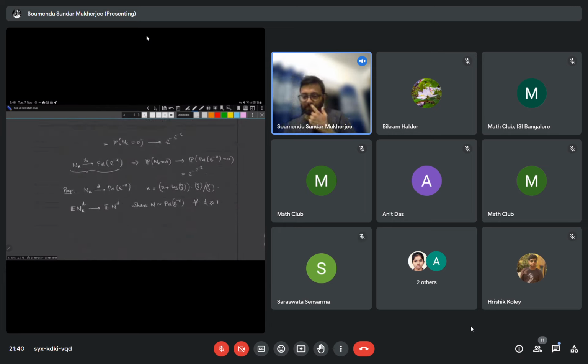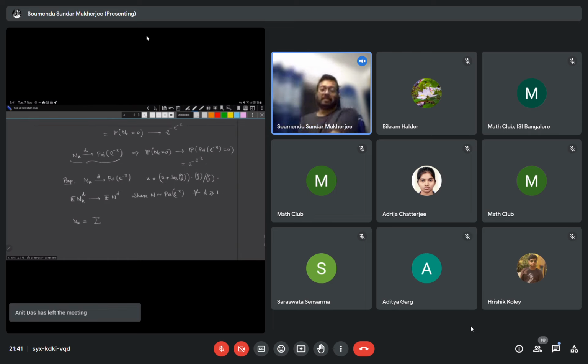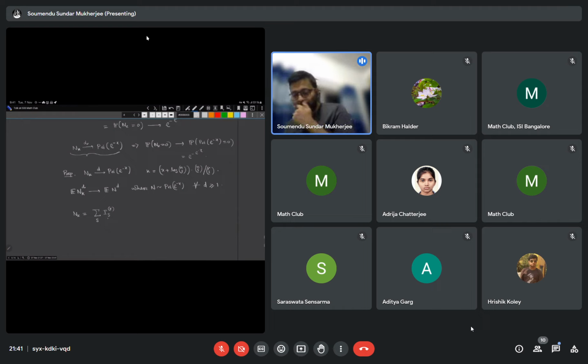Since Nk can be written as the sum of indicators, I'll give you a heuristic idea. How do you guess that it would be Poisson, right? What is Nk? Nk is, remember, the number of supercoupons we haven't collected by time k. So it was the sum of the indicators I_sk, where s runs over all supercoupons. This is Nk. The problem here is that these indicators are dependent, they are correlated among themselves.